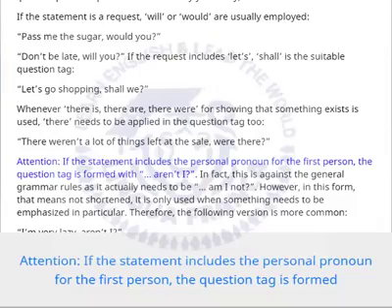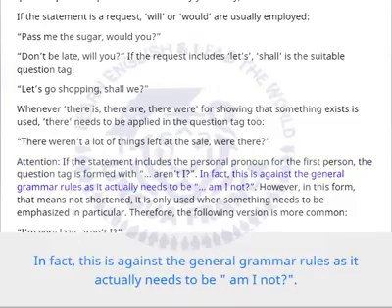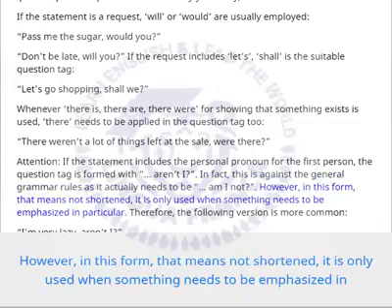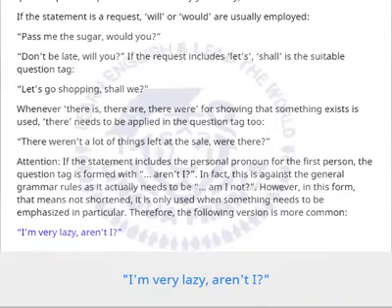Attention, if the statement includes the personal pronoun for the first person, the question tag is formed with aren't I. In fact, this is against the general grammar rules as it actually needs to be am I not. However, in this form, that means not shortened, it is only used when something needs to be emphasized in particular. Therefore, the following version is more common. I'm very lazy, aren't I?